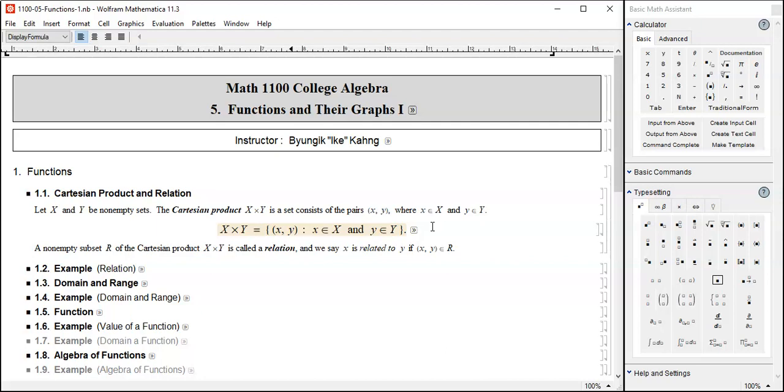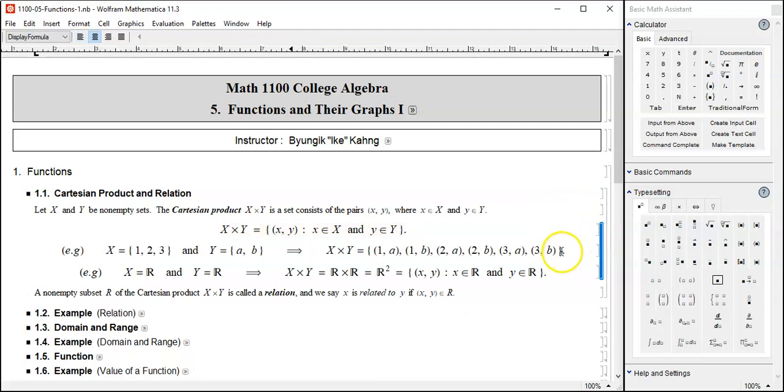But then again, it's too abstract. So let's go over a couple of examples to help your understanding. And here's the first example. Let's consider X and Y given by two finite sets, {1, 2, 3} and {a, b}. In that case, the Cartesian product X times Y is the set of all ordered pairs (1,a), (1,b), (2,a), (2,b), (3,a), (3,b). There are 6 elements, 3 times 2. In general, if you have m elements and n elements, then the Cartesian product will have m times n elements. That's always the case for all finite sets.